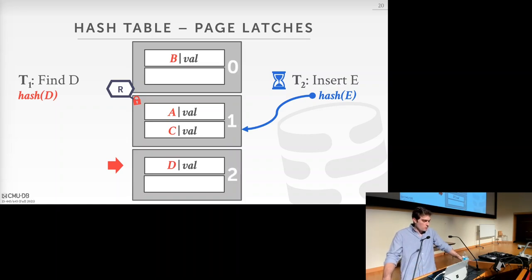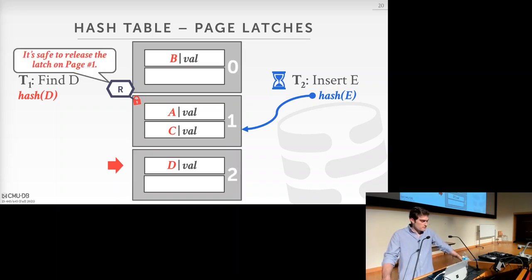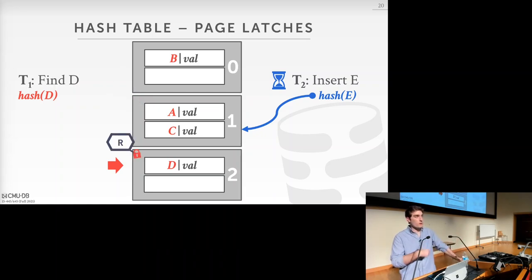We are down here at this next page. We've already checked the previous one, and we know D is not in there. So it's safe for us to release the latch on page one, so that T2 can make progress. T2 can become unblocked and start executing its insert operation. So we release our latch, and now T1 requests a new read latch on page two. Now we can go through this scanning process.